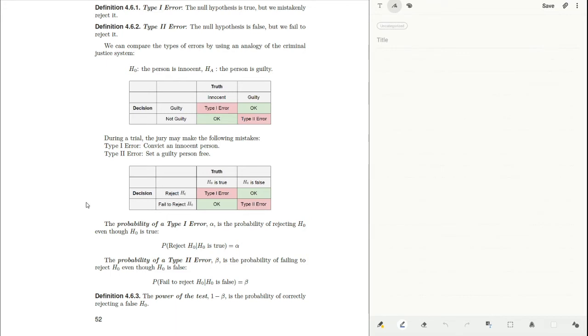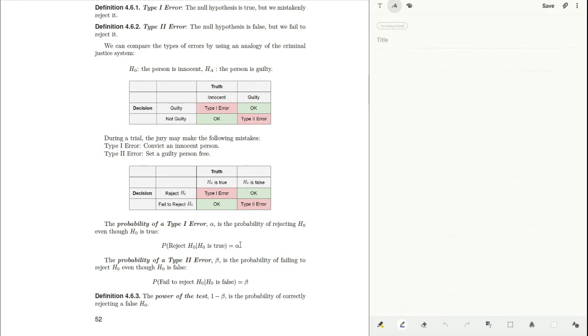So we can look at finding the probabilities for making these types of errors. So the probability for a type 1 error, which is the probability of rejecting the null hypothesis even though the null hypothesis is true, is given by alpha. Notice that this is the same notation as the significance level of the hypothesis test. And that's because the probability of making a type 1 error is the same as the significance level.